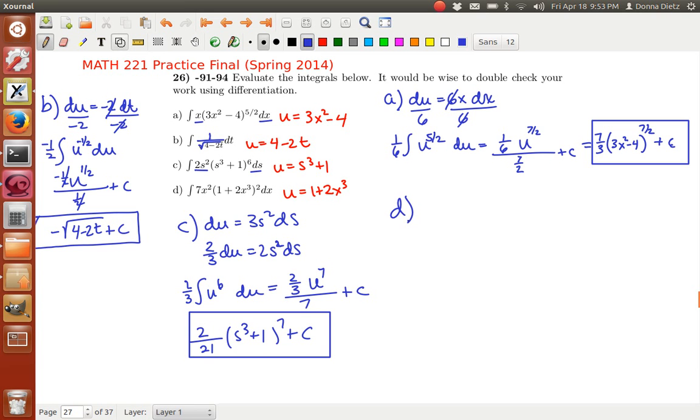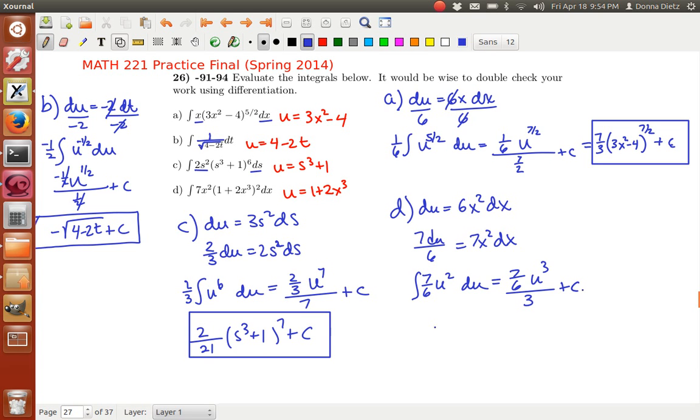Okay. Question D. du is 6x squared dx, but we want a 7. How obnoxious is that? 7 du over 6 is equal to 7x squared dx. Okay, now it all matches. And so now I can do the swap out. 7 over 6 du u squared. Now somebody may be asking, is it okay to just put this guy over here? And that's totally fine. I don't care. I just usually put it on the outside because that's what I do. But you can put it there, it doesn't matter. Okay, so you have u cubed divided by 3 plus c. And 3 times 6 is 18. 7/18 u cubed plus c, and u is 1 plus 2x cubed. There we go. And don't forget your plus c's.